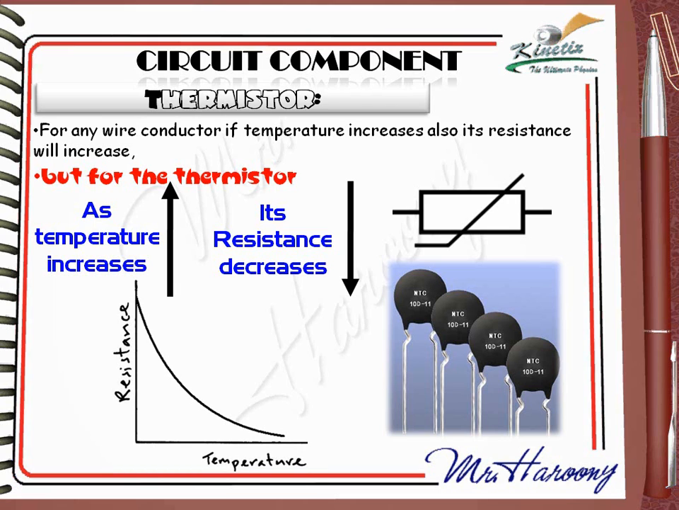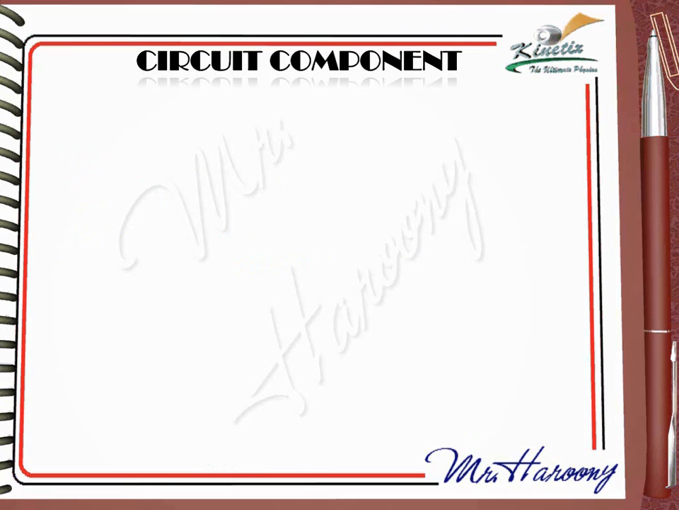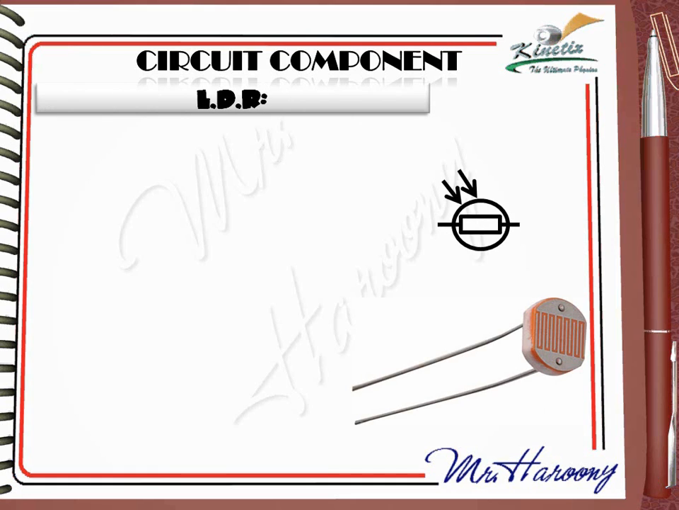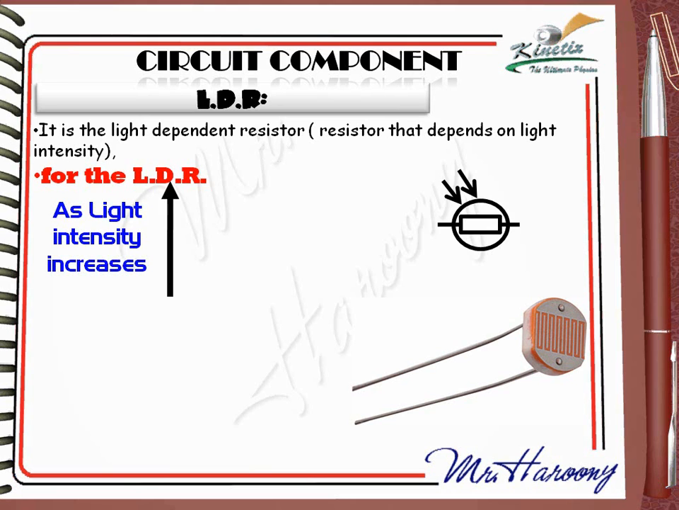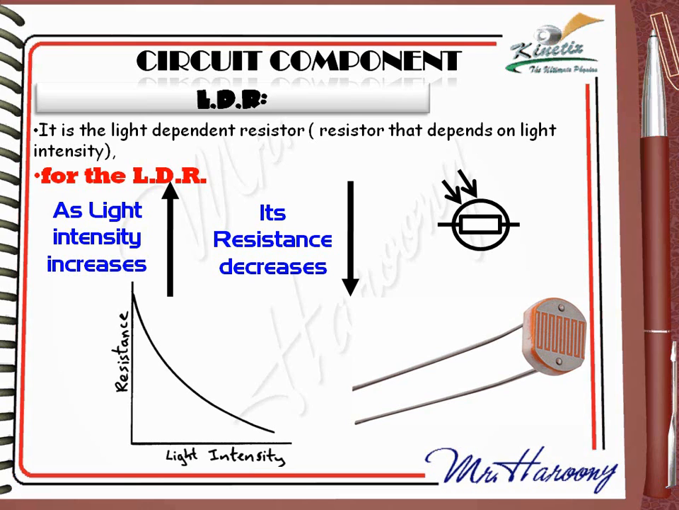This graph shows the resistance changes with the change in temperature. A component that is similar to the thermistor is the light-dependent resistor, LDR, but it is not sensitive to temperature, it is sensitive to light. It is the light-dependent resistor that depends on light intensity. For the LDR, as light intensity increases, its resistance decreases. And this graph shows how the resistance of the LDR varies with light. That is all we need to know about the thermistor and the LDR in this level.